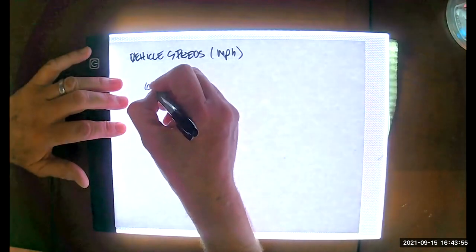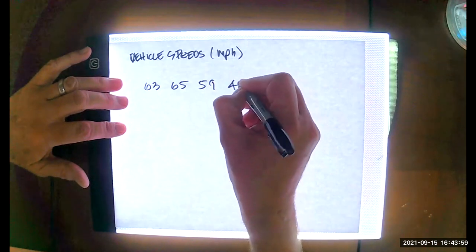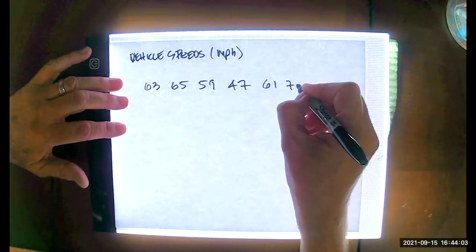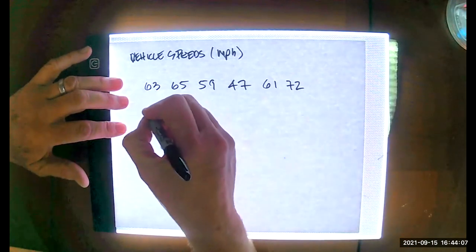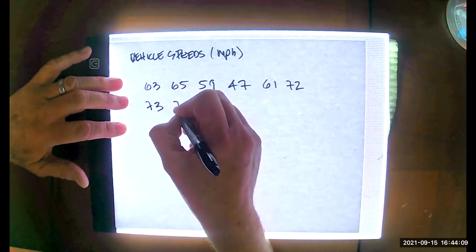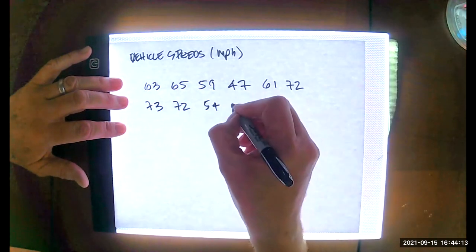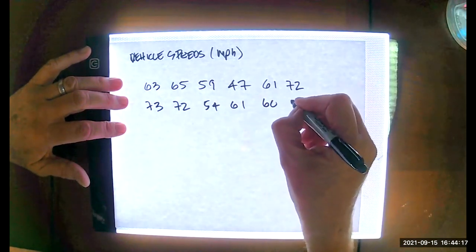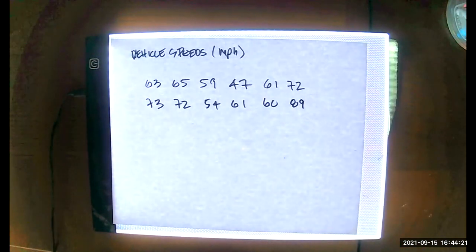Let's see, 63, 65, 59, 47, 61, 72. That's 1, 2, 3, 4, 5, 6. 73, 72, 54, 61, 60, and 89. Oh my God. All right, there's my data set.